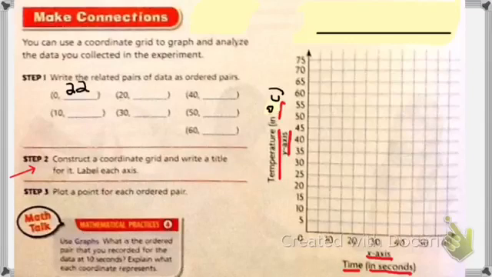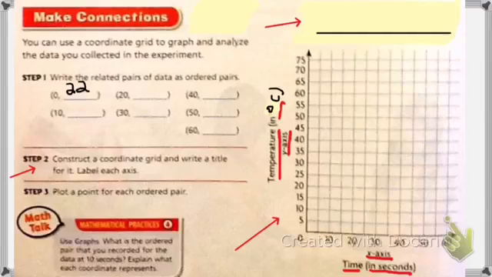Next it says, construct a coordinate grid and write a title for it. Label each axis. Well, I do see that this is the graph paper for my coordinate grid. I do need a title. There isn't one there, so I will need to come up with that. Remember, the title should show what the graph is about.